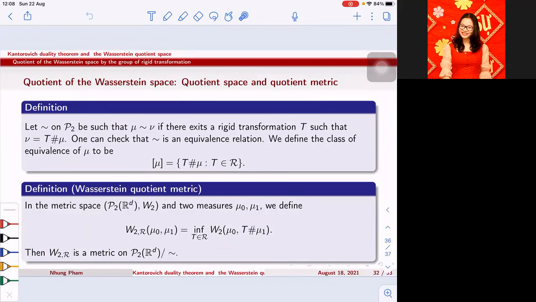Then we define the quotient metric W2R of mu0 and mu1 by the minimum of the Wasserstein distance of mu0 and an element of the equivalence class of mu1. And W2R is a metric on the quotient space under the equivalence relation by rigid transformations we have just defined. This quotient metric is useful when we calculate the distance between two classes of measures, not the measures individually.